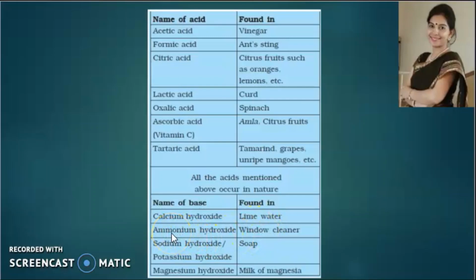Ammonium hydroxide is present in window cleaners, sodium hydroxide and potassium hydroxide in soap, and magnesium hydroxide is present in milk of magnesia. What is milk of magnesia? It is your antacid.